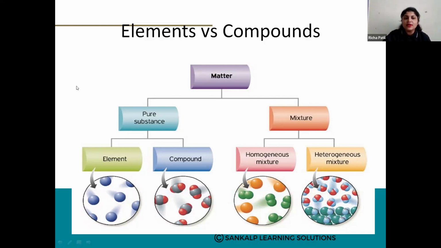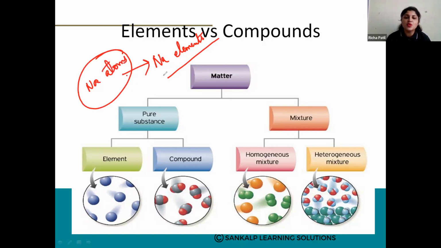For example, sodium. If you have a sodium element, it is made up of all sodium atoms. When all sodium atoms combine, they form the sodium element. It is a substance made up entirely of one type of atom. So this is an example of an element, the sodium element.